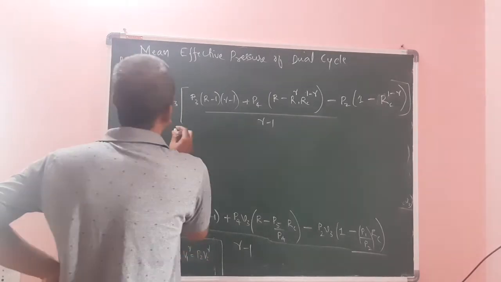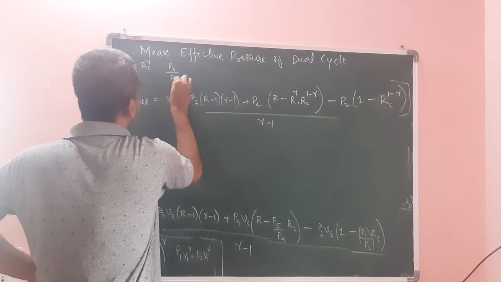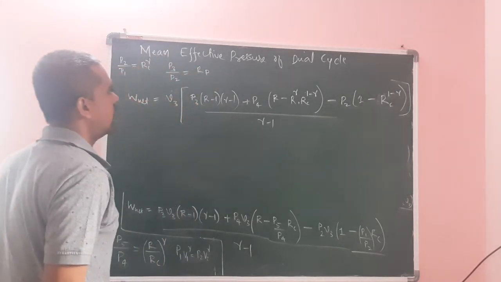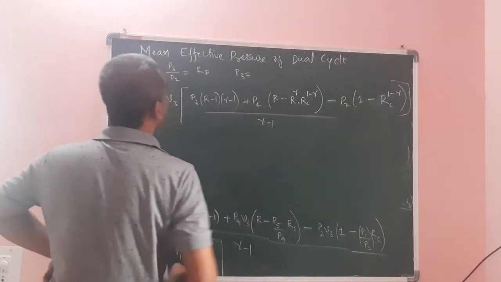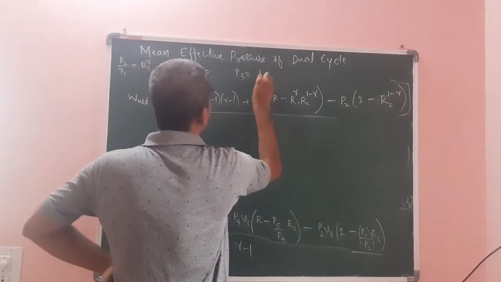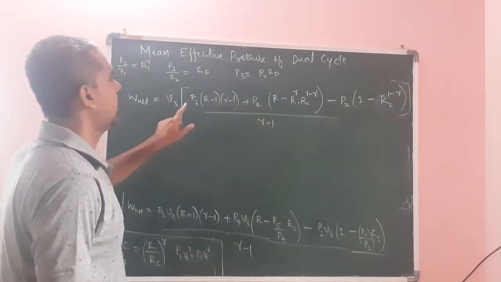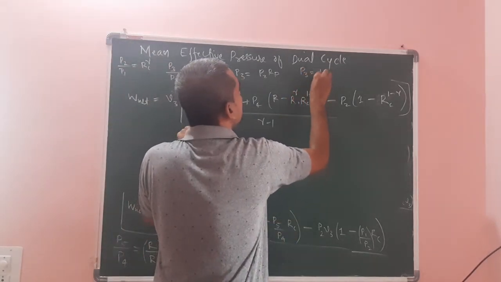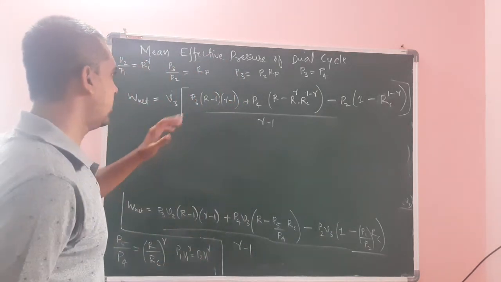What we will do? We know pressure ratio P3 by P2 is equal to RP. P3 by P2 is equal to RP. Therefore, P3 is equal to P2 into RP. Okay, P2 into RP. And we know P3 is equal to P4 also, because 3 to 4 is a constant pressure process. Okay. Therefore, what I will write?